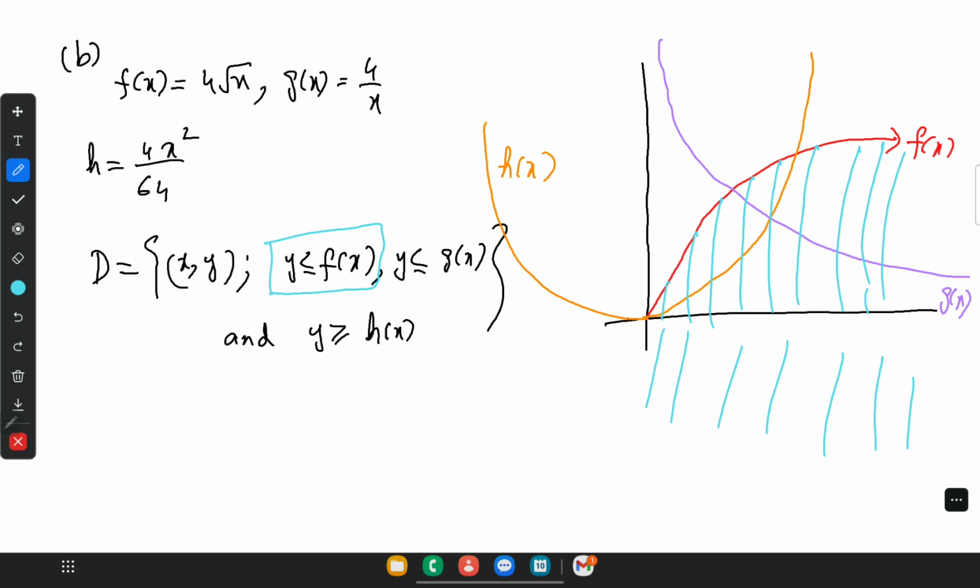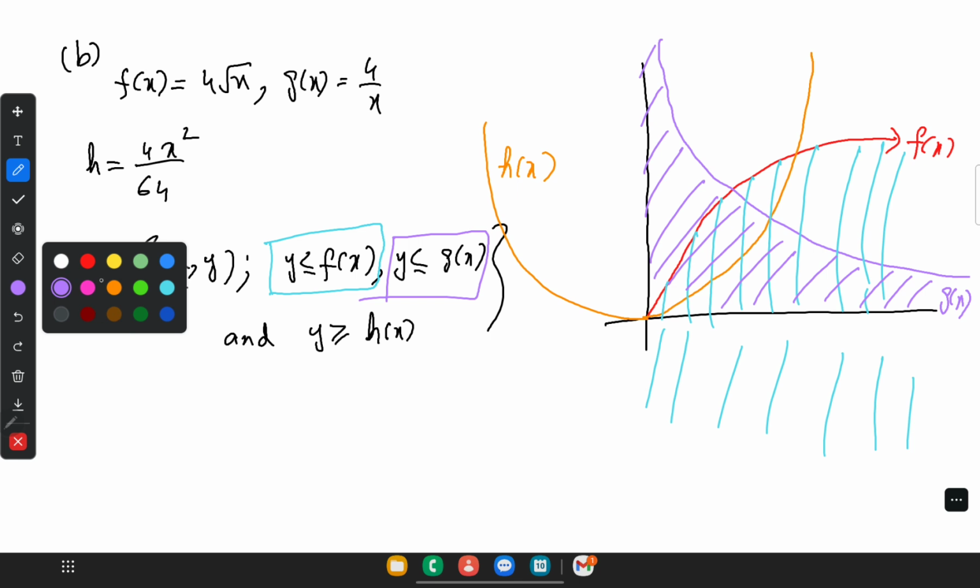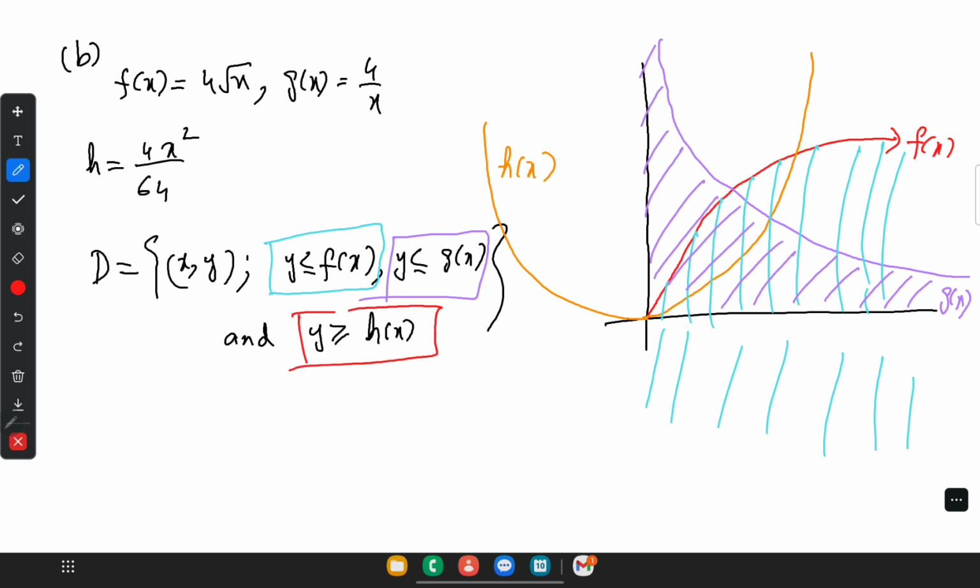And what about the second condition? Second condition is y is less than or equal to g of x. So everything below g of x as well. So everything below g of x is this. And for the last condition, everything above h of x, because y is greater than h of x. So everything above h of x.